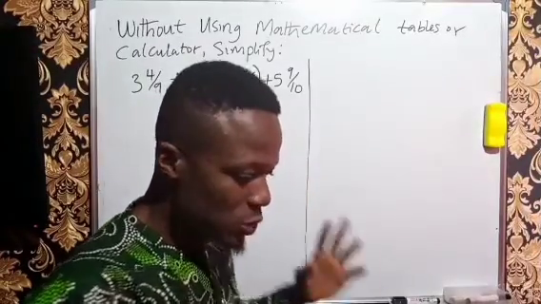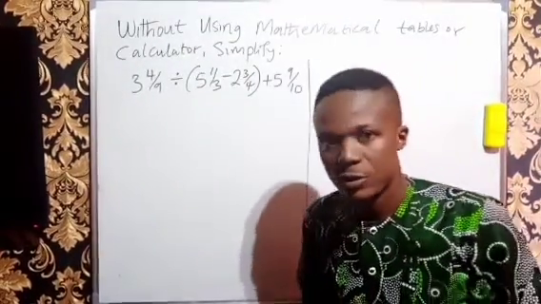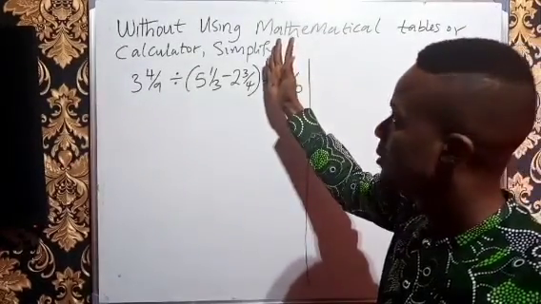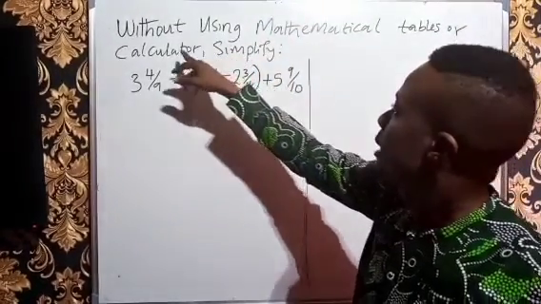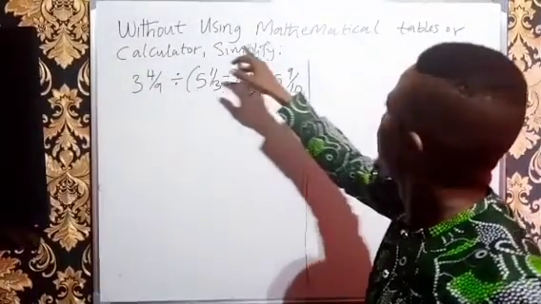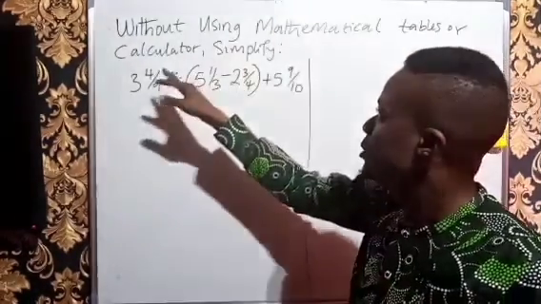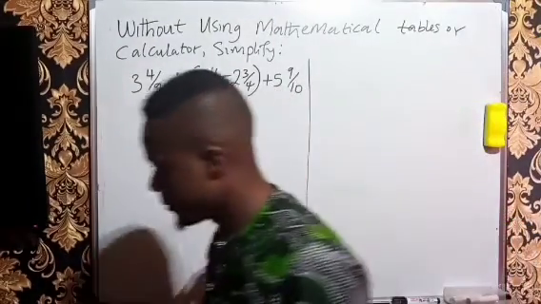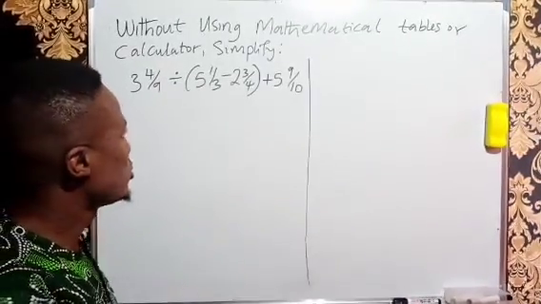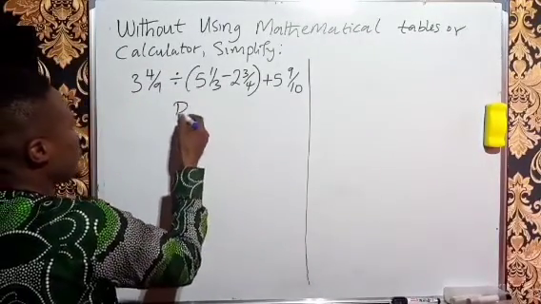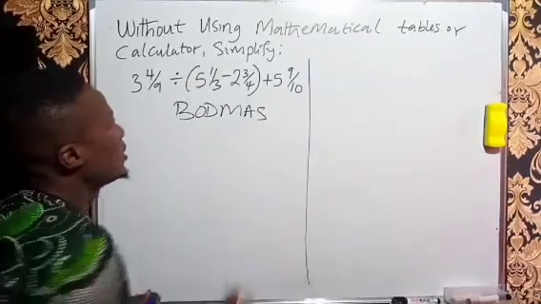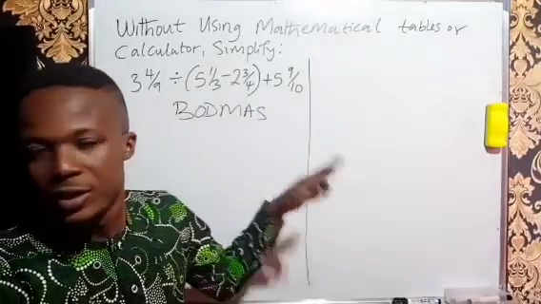Okay, so in that 2015 WAEC past question, we have question number one as this. We are asked to simplify this without using mathematical tables or calculator. So look at what we have here. It's quite simple to do once you know your BODMAS. Once you know your BODMAS, simplifying fractions like this is always simple.